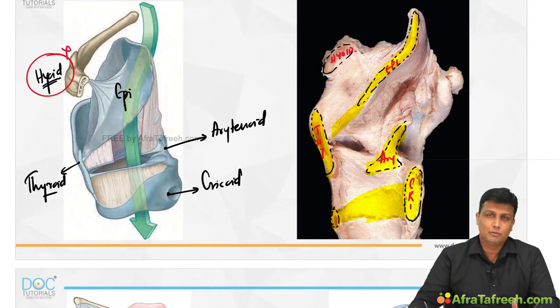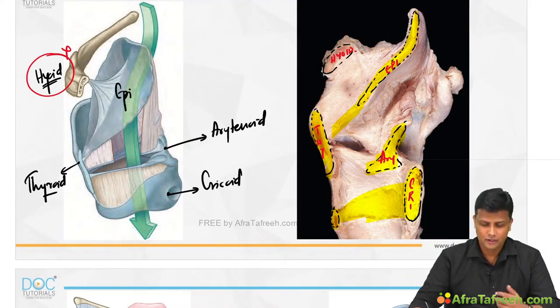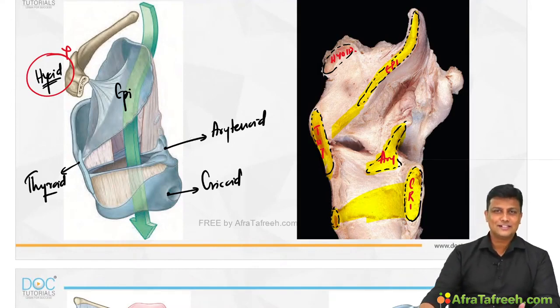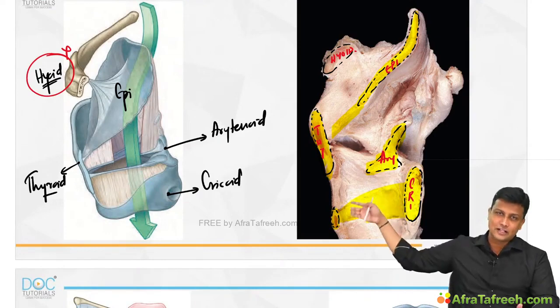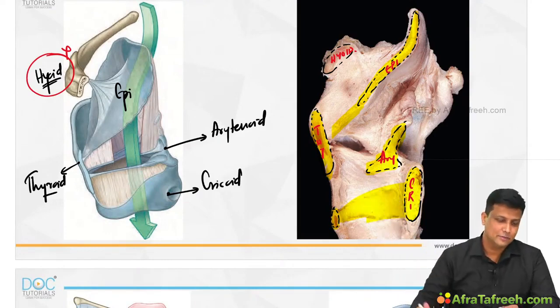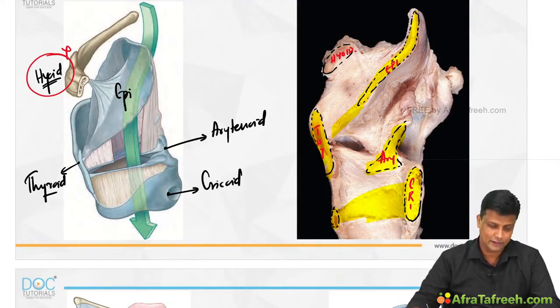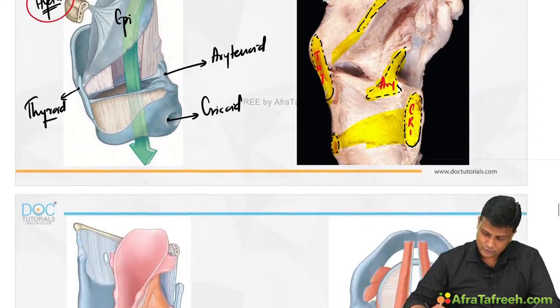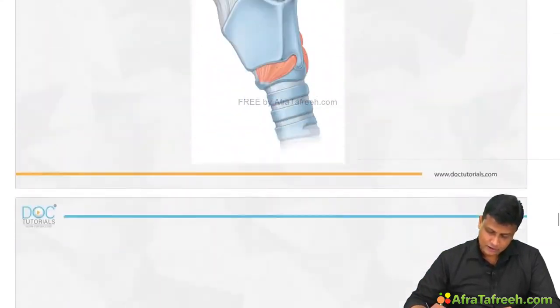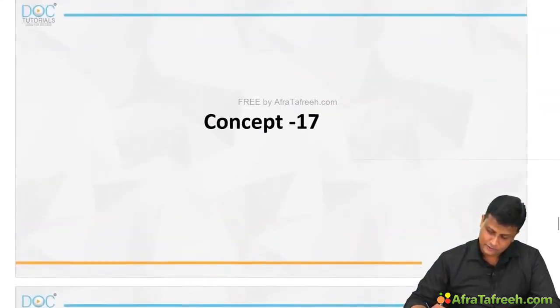But the important thing is, everyone knows theoretically, the important thing is to identify that too in the cadaveric image. Even the textbook image is much easier. You can clearly see the textbook image is very easy, but the cadaveric image is a little bit tricky to identify. That is the reason why I have kept it as a comparison, so that you will be easily able to identify that one here.